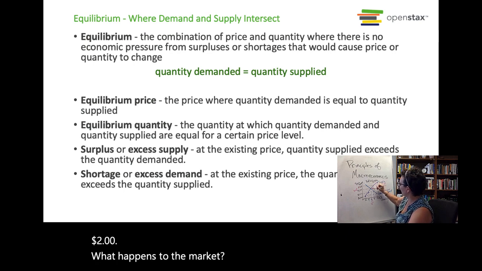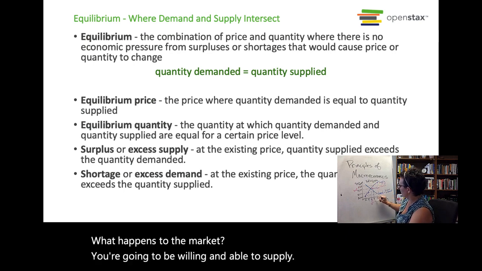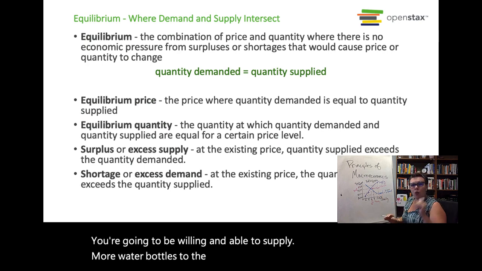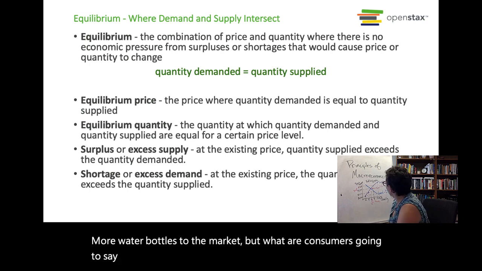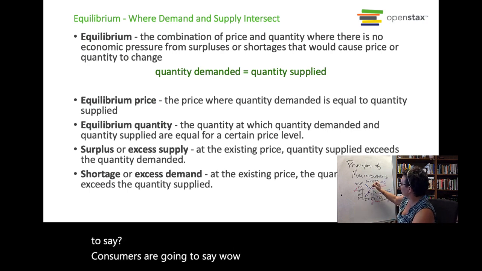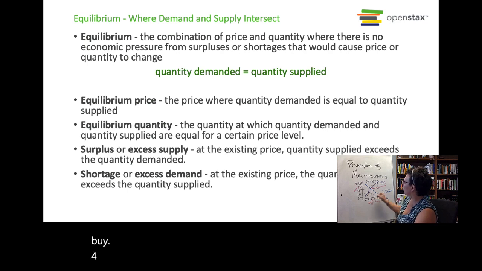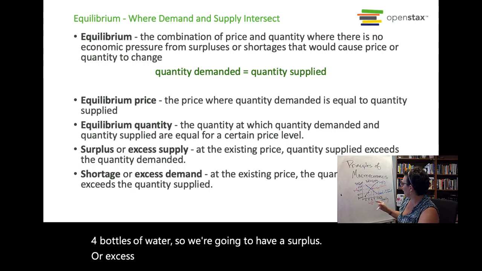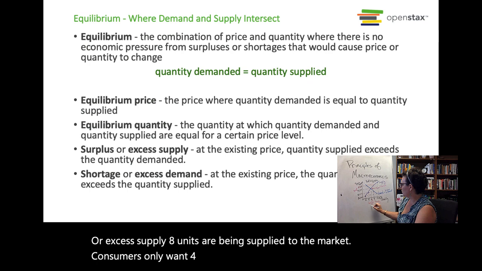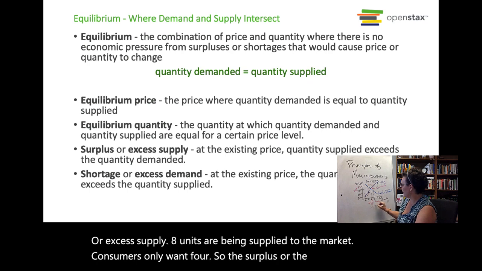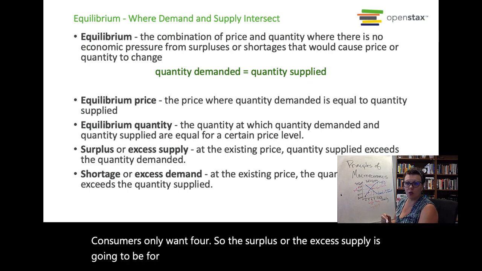Well, you're going to be willing and able to supply more water bottles to the market, but what are consumers going to say? Consumers are going to say, wow, at a price of $2, I only want to buy 4 bottles of water. So we're going to have a surplus or excess supply. 8 units are being supplied to the market. Consumers only want 4. So the surplus or the excess supply is going to be 4 bottles of water.